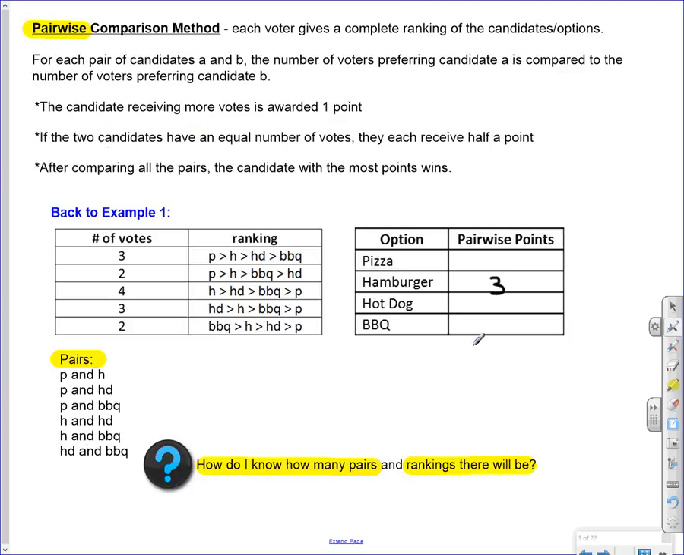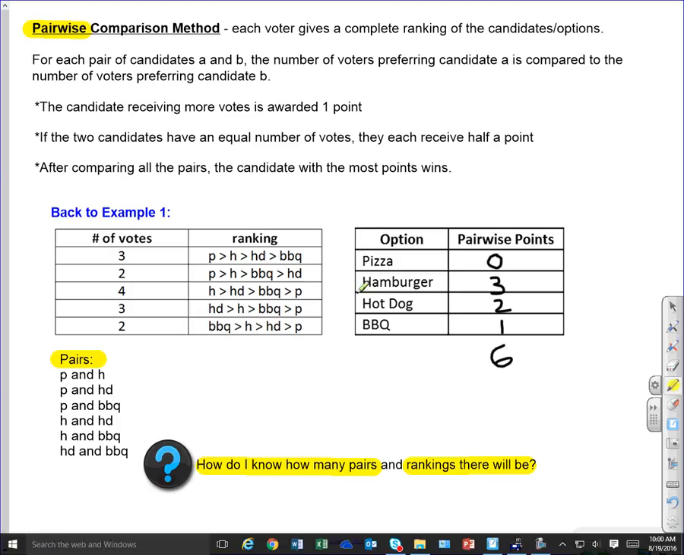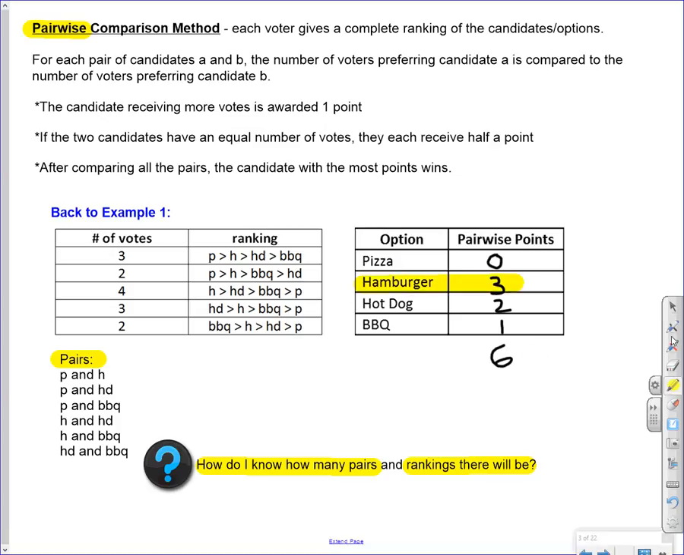So we go back here and we got 3, 2, 1, 0. Now notice the pairwise points should add up to the number of pairs you had, right? So there's only 6 points to give out because there's only 6 pairs. And so we had 6. And so who would our winner be? Well, hamburger, right? So hamburger wins because they got the most pairwise points.